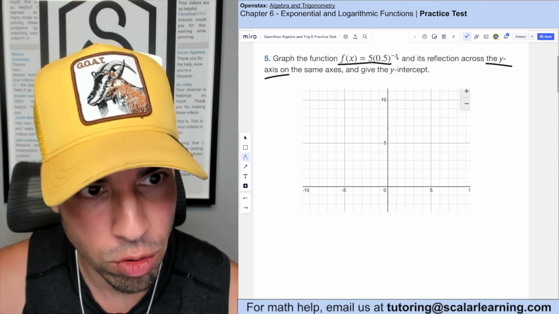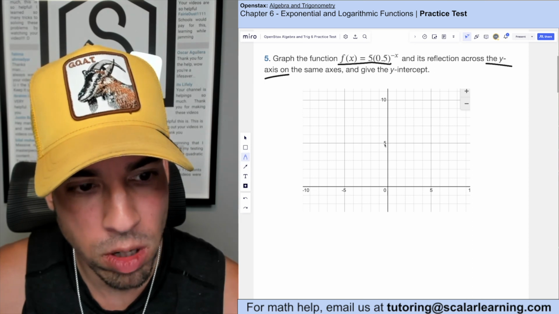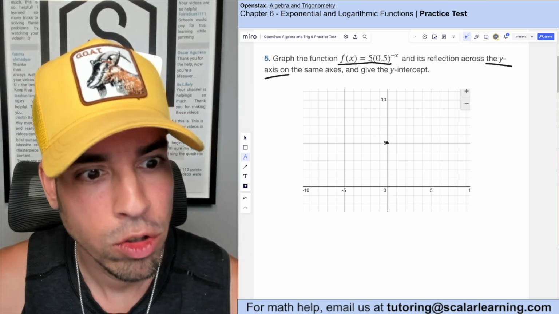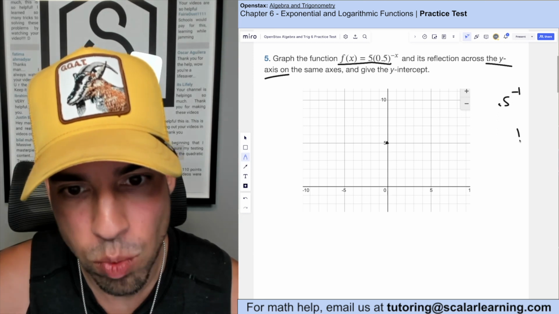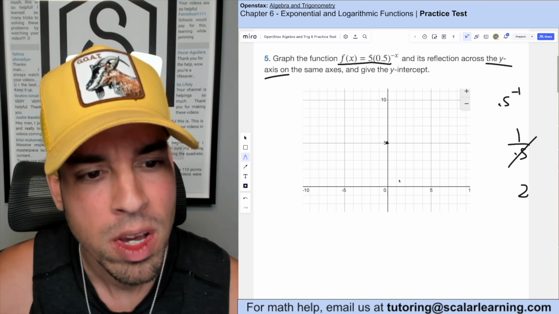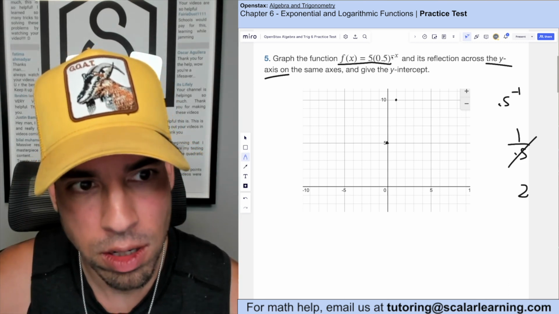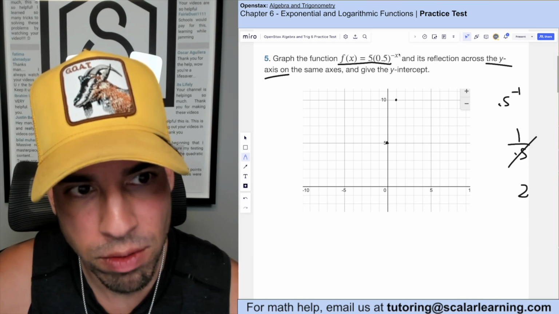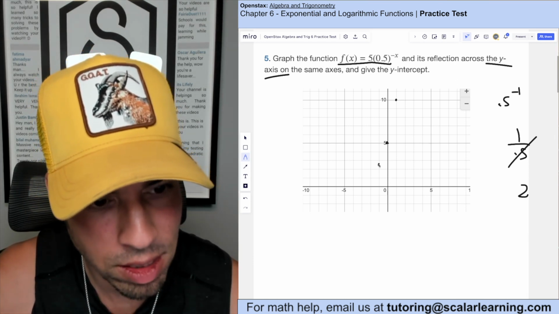Now we can get a couple of nice values that are easy to graph. For example, plug in 0 for x into the f function, and we get 0.5 to the 0 power, which is 1, times 5, which is 5. And we can also plug in positive 1. So 0.5 to the negative 1 is 1 over 0.5, which is just 2. 2 times 5 is 10. So you can see that when you plug in 1, you get 10. And then also when we plug in negative 1, 0.5 to the 1 power is 0.5, times 5 is 2.5. So that's when x is negative 1.